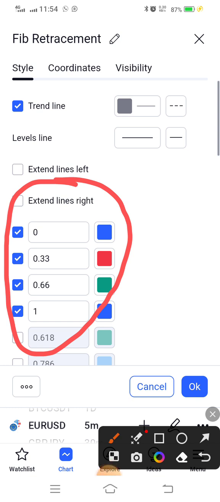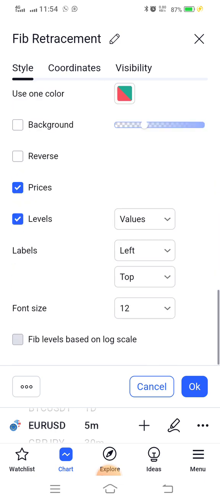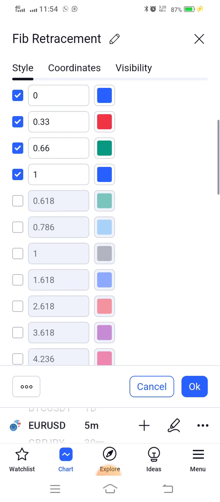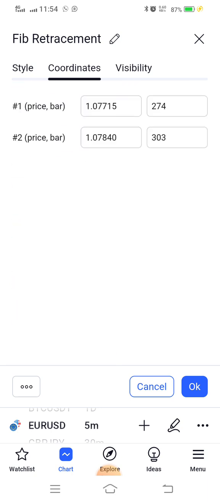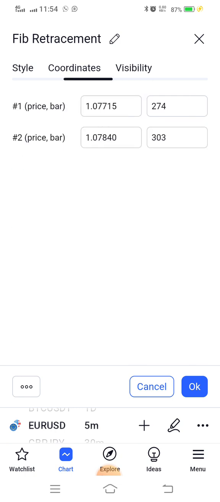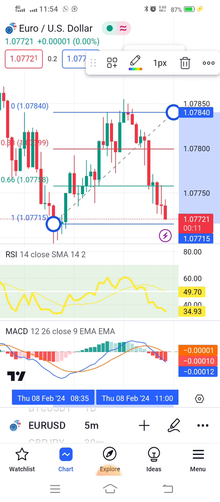So there are only those. The rest, undo them. Undo all of them. Just leave it as it is here. And then the coordinates, leave it the way it is. The visibility, leave it the way it is. So these are your settings. Don't touch anything on visibility. Look at your coordinates. And then the style, which is what matters the most here. And then you click OK once you are done.